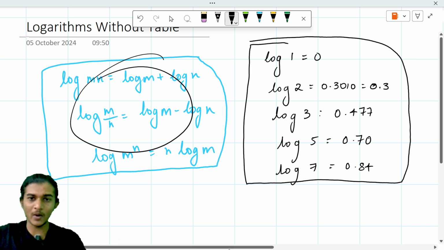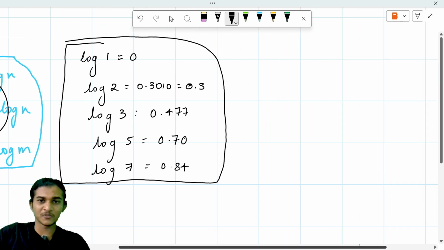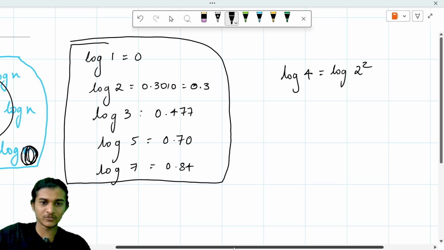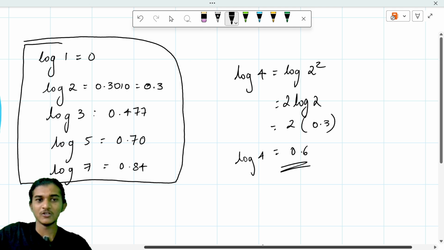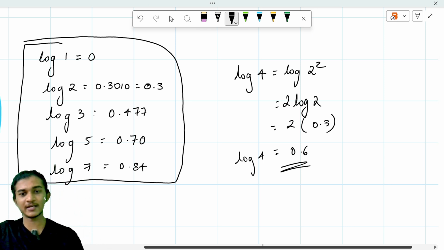You might be wondering, why didn't I write log 4? How do you find log 4? Suppose you have log 4, you can write log 4 as log 2 squared and apply the third formula over here. So it is 2 log 2, which is nothing but 2 into 0.3. Boom. You got the log 4 value, which is 0.6. So you just have to remember a few important prime values, and then the rest of the things will be extremely easy.